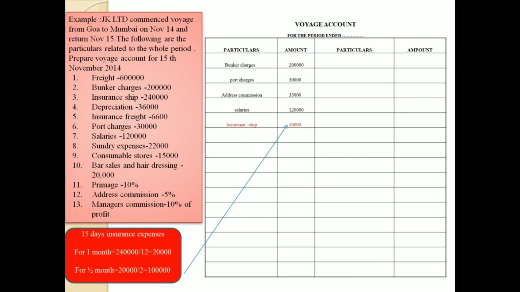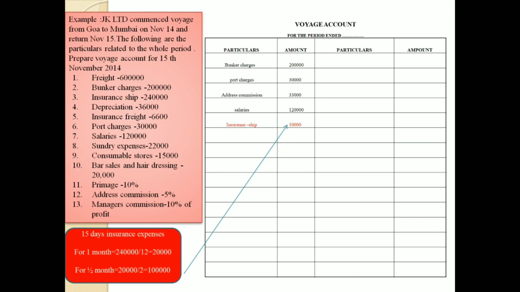So this is for a particular week only. You have to take 1 to 14, in between 14 and 15. Up to 15 it is going to happen. So you can take half month insurance expenses only. So you have to take the 1/5 of that particular time period.